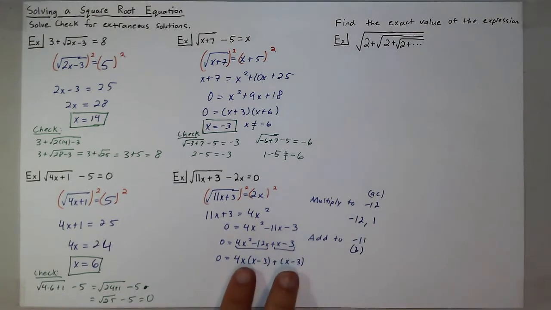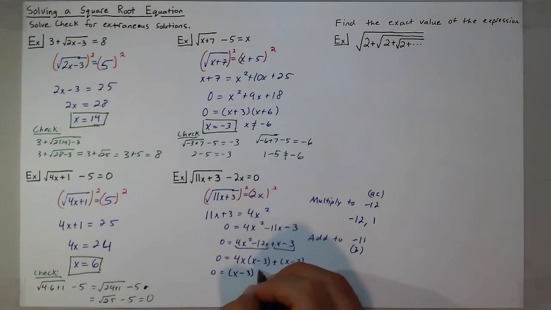You can see that common factor there of x minus 3. And then 4x plus 1, an understood 1 when you factor that out. So setting both of those factors equal to 0, I get the two solutions of 3 and negative 1/4.